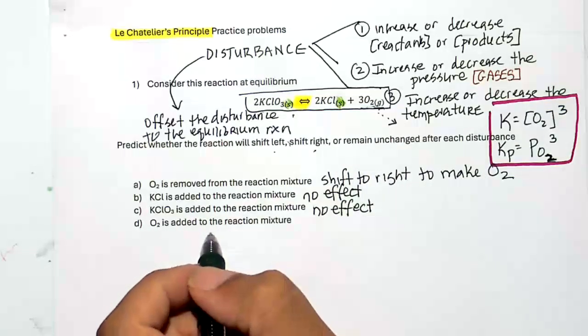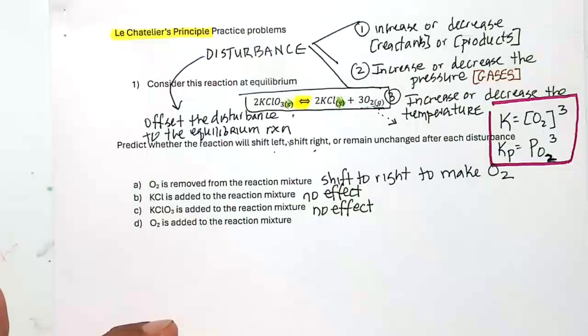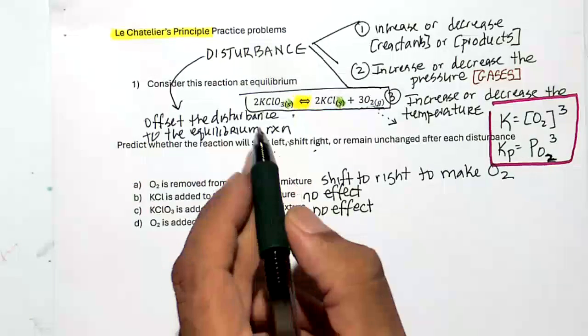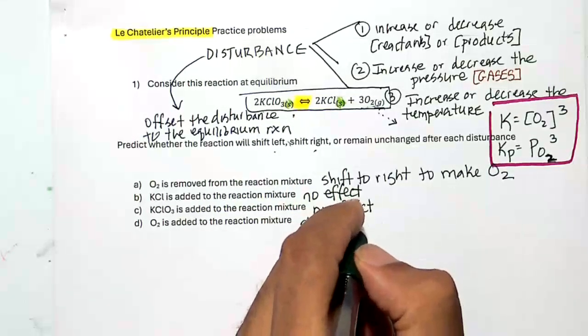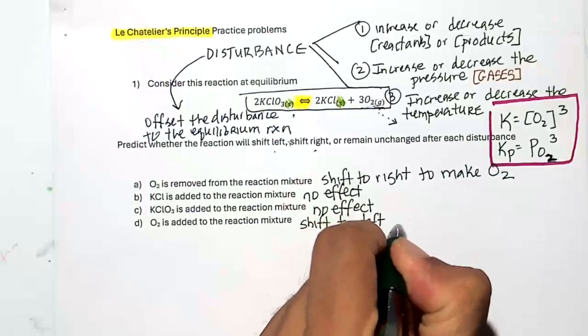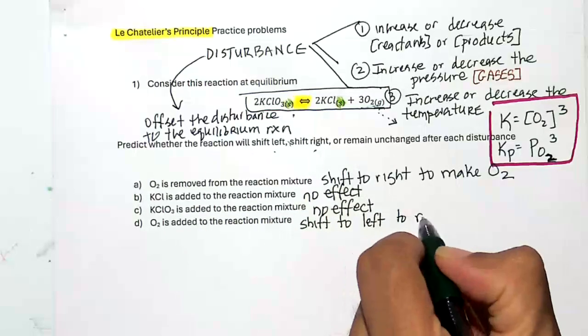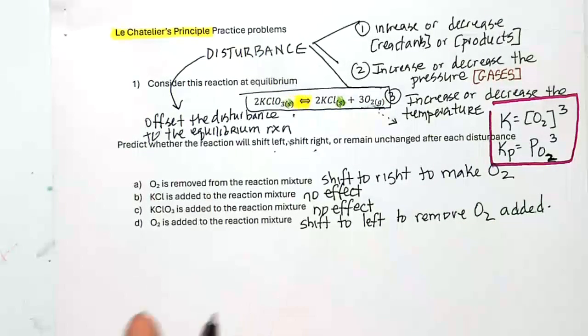All right, what happens if you add O2? Where will it shift? Will it shift to the side that will have more O2, or will it shift to the side that has less O2? Less. Very good. Which side is that, left or right? It shifts to the left. Very good. Left, to the reactant side, to remove the O2 that was added. So this is how we do those problems. On an exam, you're just going to do the opposite.